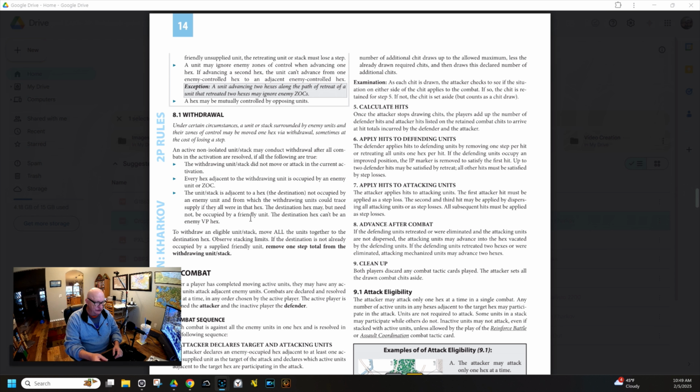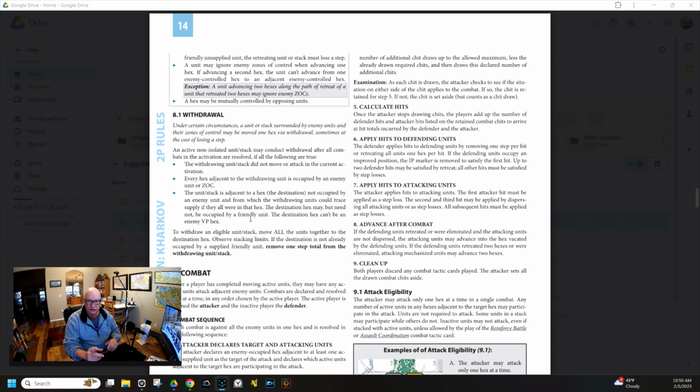So when you draw these chits, say I have 7 steps and I draw 7 chits, not all those 7 chits are going to apply to the combat. It just depends on whether the factors apply. You check the front and back of the chit to see if it applies. If it does, you keep it. If not, you put it to the side. Once the attacker stops drawing chits, the players add up the number of defender hits and the attacker hits listed on the retained combat chits to achieve a total number. Some of these chits, even though you're attacking, are going to have things that hurt you and things that hurt your opponent.